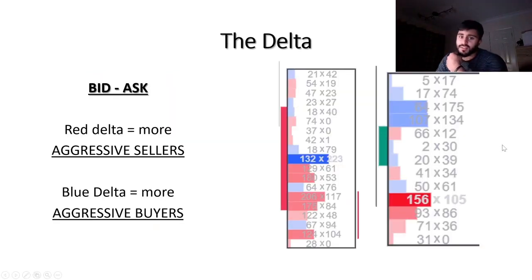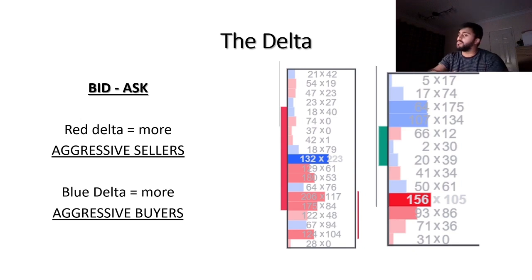Now let's start with the delta. The delta is the easiest to understand. The delta is the bid minus the ask, a simple subtraction equation. So red delta represents a negative delta. So there's more aggressive sellers than there are aggressive buyers. There's more sellers than there are buyers in the present moment. That's simple to understand. Red represents more selling.